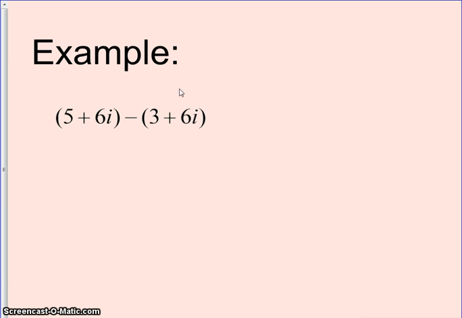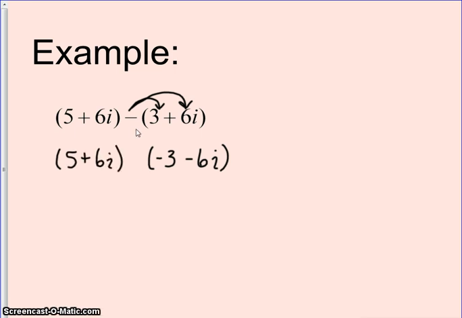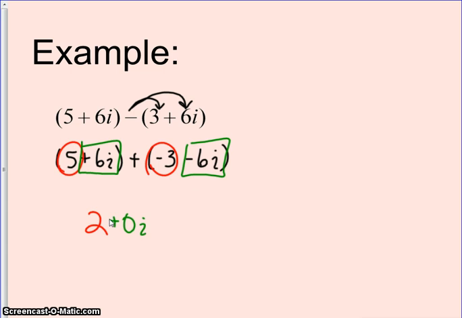Alright, hopefully you have just unpaused the video, you have your answer, and you want to know, did I do this right? So first step would be to distribute the negative to both the 3 and the 6i. So it becomes negative 3 minus 6i. You bring down the first complex number because we did not do anything to it to change it. Since the negative has been distributed, we now make this an addition problem. So adding like terms, 5 plus negative 3 is 2, and 6i plus a negative 6i is a 0i. So you can either leave it like this, or you can simply say 2 is your answer.